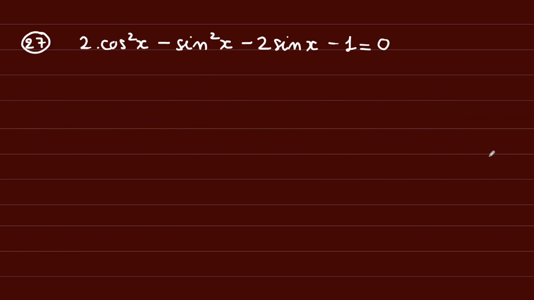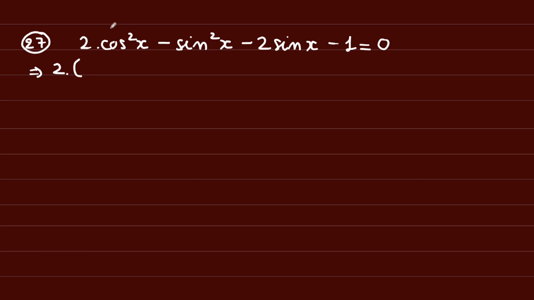The next one will be this question, and you can see that with each question, the kind of question is a little bit harder. How about this question? How can you solve this? 2 cos square x minus sine square x minus 2 multiplied by sine x minus 1. Yeah, a little bit harder, right?